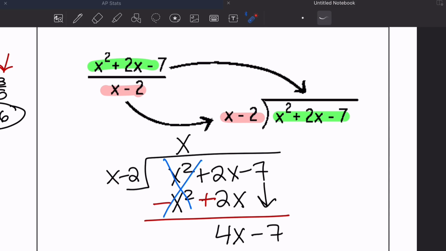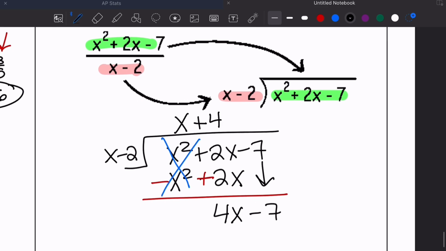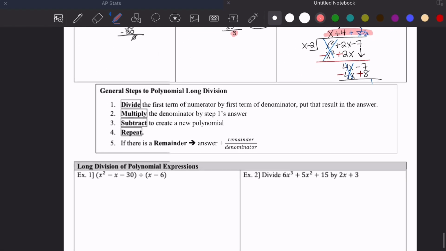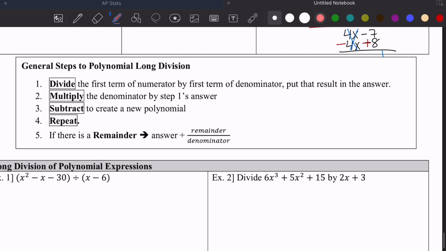Now I look here. How many times can x go into 4x? Well, 4 times x gives us 4x. So I'm going to write 4x, and then 4 times negative 2 is negative 8. Before I add down, I change the signs. The x's cancel out, and I'm left with a remainder of 1. Remember, with those remainders, I added up to my original number, turning it into a fraction, 1 over x minus 2, meaning this whole thing here is my answer. Let's look at some more examples. And this here is just telling you in words what I'm doing, okay?